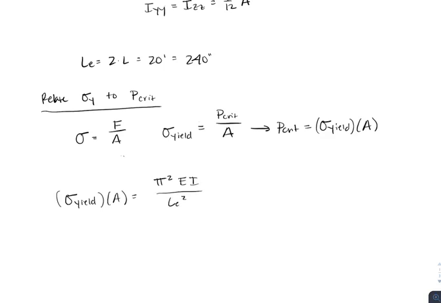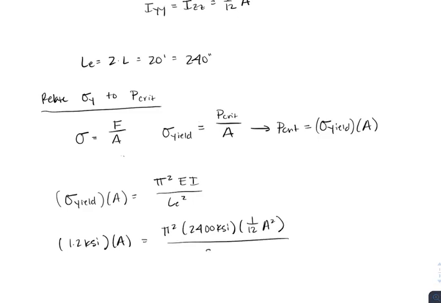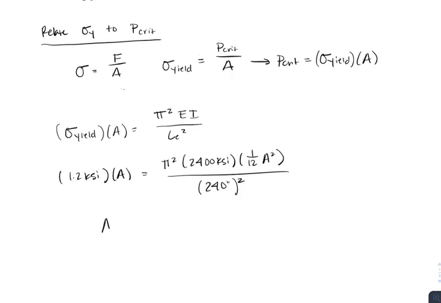So now we can just plug in all the values that we know. This is going to get us a value of 1.2 KSI times A, which is equal to pi squared times 2,400 KSI, times our I value, which we found to be 1/12 A squared, all over 240 inches squared. When you plug all that in and solve for A, you should get a cross-sectional area that is equal to 35 inches squared. And that will be our final answer.